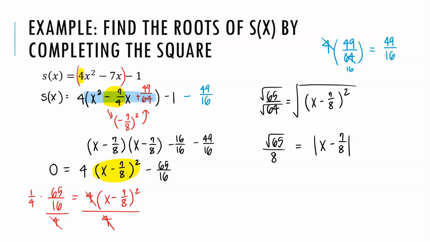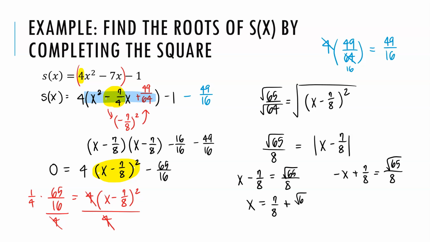Then I know I'm going to end up with 2 different equations. X minus 7/8 is equal to the square root of 65 divided by 8, or negative x plus 7/8 is equal to the square root of 65 over 8. Finally, to find the 2 roots, x is equal to positive 7 over 8 plus the square root of 65 divided by 8. For the second equation, I could add x to both sides and then subtract rad 65 divided by 8. So the second solution would be x is equal to 7/8 minus the square root of 65 divided by 8.